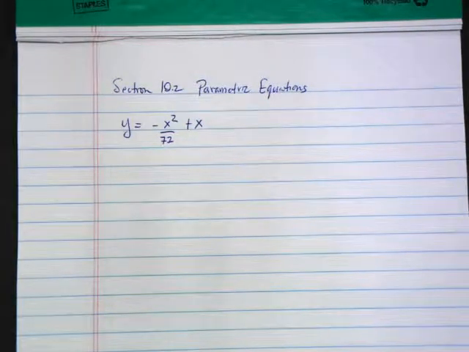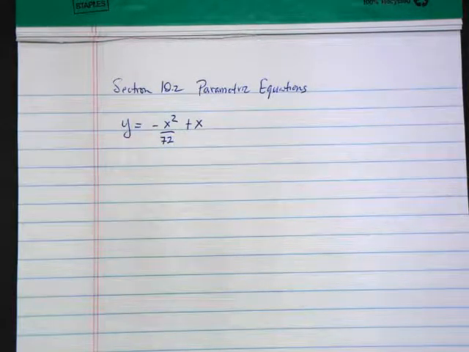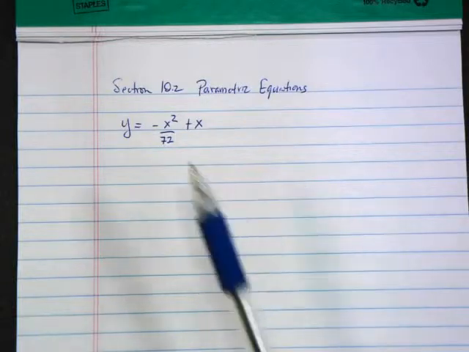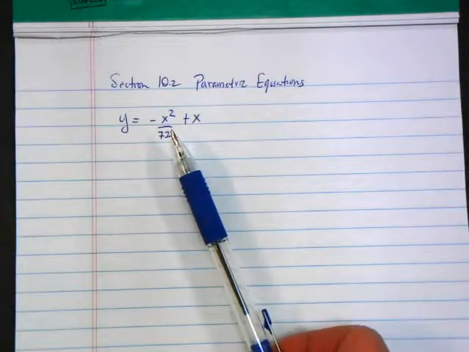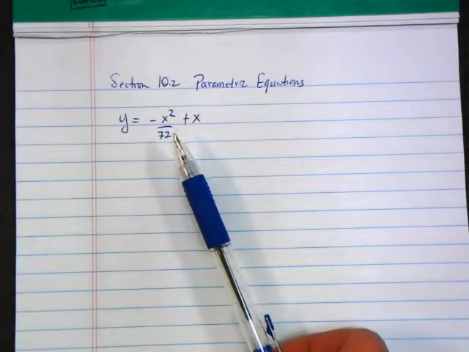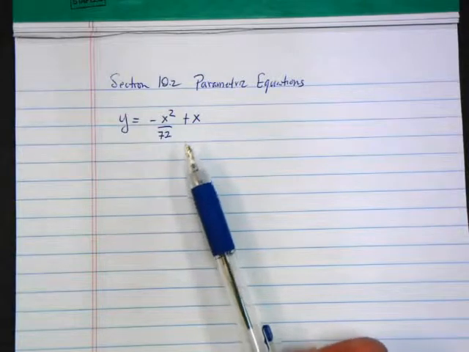Section 10.2, we're going to talk about parametric equations. All right, so here's a nice equation: y equals negative x squared over 72 plus x. This is the path that an object would follow if you shot it off at a 45-degree angle with an initial velocity of, I think we're in feet per second, 48 feet per second.